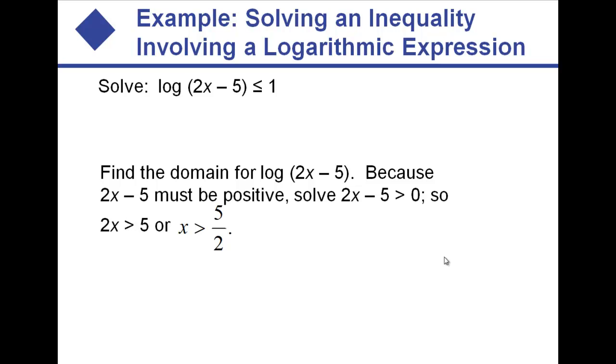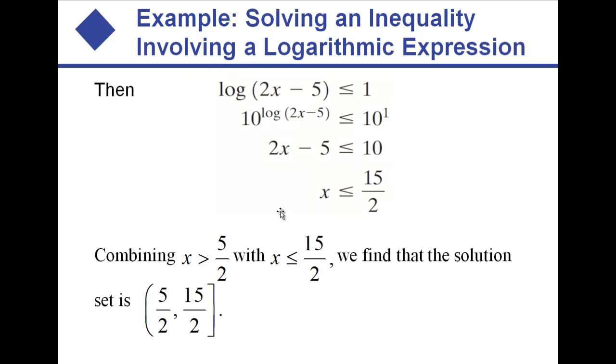So the first thing we have to do is figure out what's the domain of our x. What values can we plug in for x? So you take 2x minus 5 and go, well, this entire piece here always has to be greater than 0. So you set it greater than 0 and solve. And you get that x has to be bigger than 5/2. Okay, part 1, done. Part 2 is solve the thing.